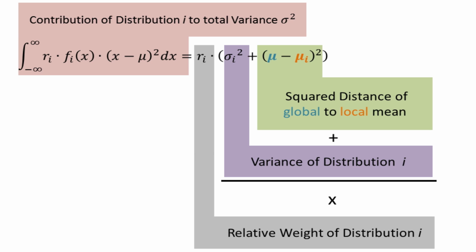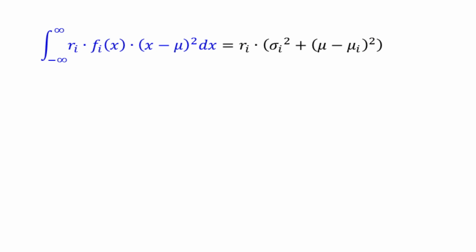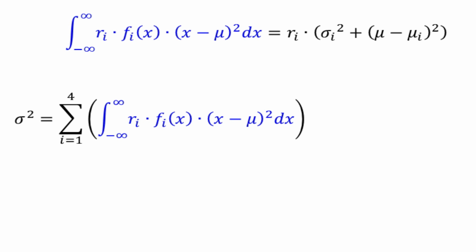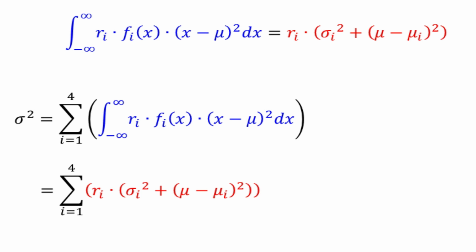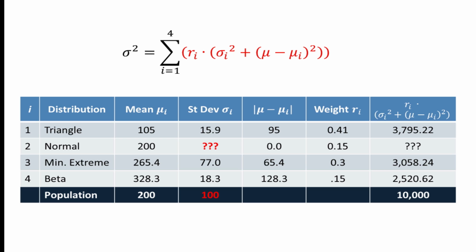Distribution I contributes in two ways. In one way, by its own variance, and in the other way of how far it is away from the global mean. And it turns out that we simply add those two up, or the squares, and multiply it by the relative weight. So recall that this expression was part of a larger expression to determine the overall variance of our population distribution. Now let's substitute the right-hand side into this, and now we are able to calculate everything we want.